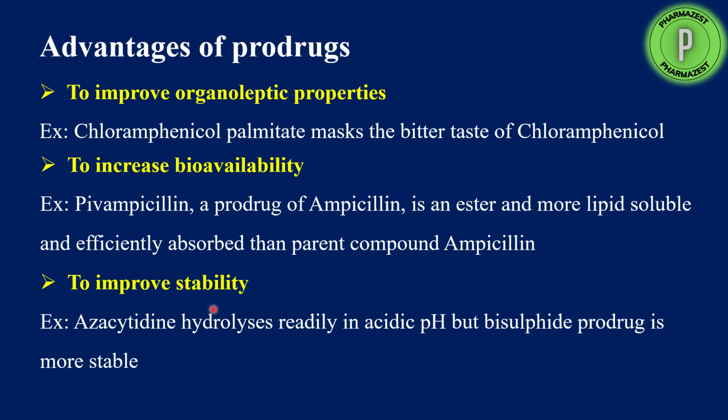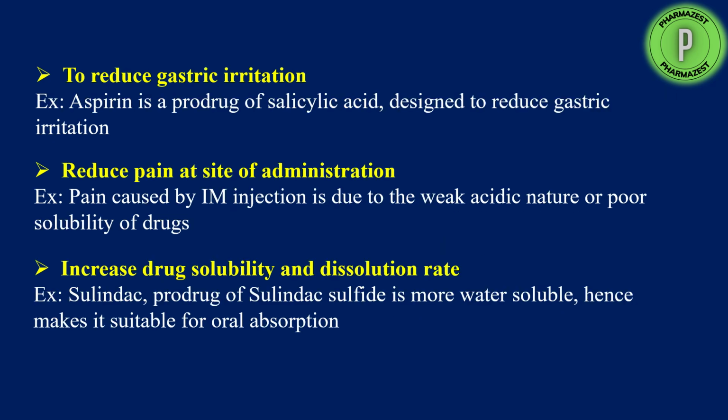Next, we can also use this prodrug concept to improve the stability of drugs. For example, azacitidine gets hydrolyzed in the body because of the acidic pH. When you convert it into a bisulfide prodrug form, it becomes stable to the acidic pH. As a result, it will not be hydrolyzed and will be more available in the body. So you can also improve the stability of drugs.